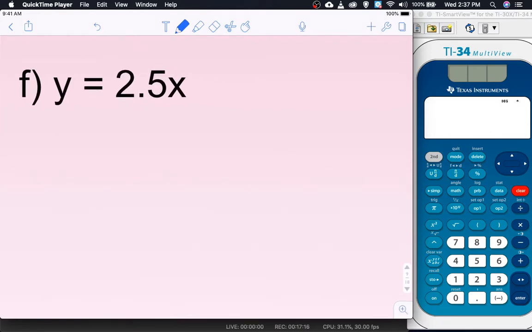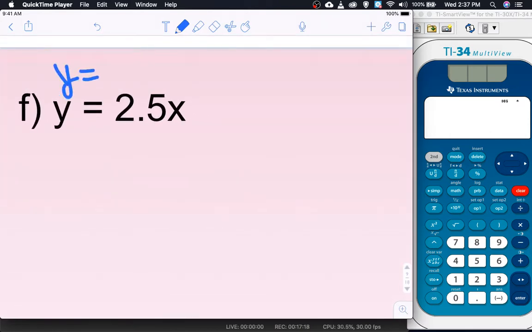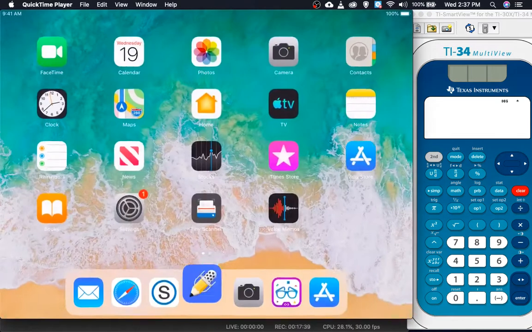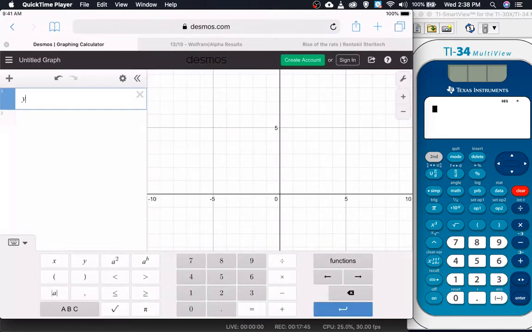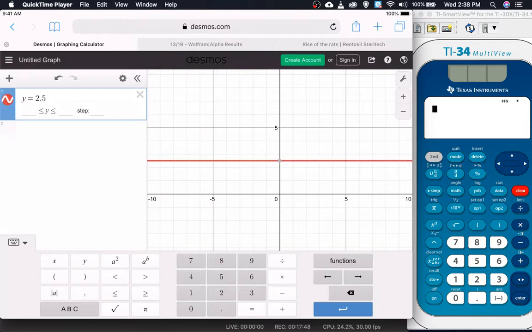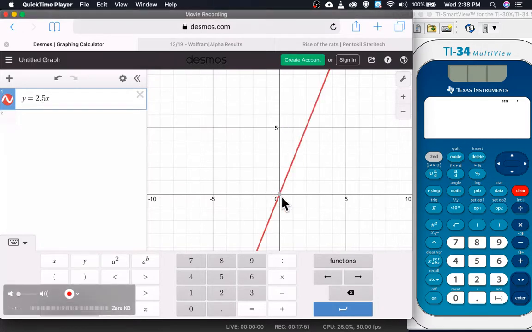Letter F. Is that slope-intercept form? Is that y equals mx plus b? The answer is yes. My b value, in case you're curious, is 0. This line would cross my y-axis at 0. That is the y-intercept. And I can show you, this is probably going to pull up Desmos. So if I type in y equals 2.5x, do you see how it's crossing the y-axis at 0? Because the y-intercept is 0.